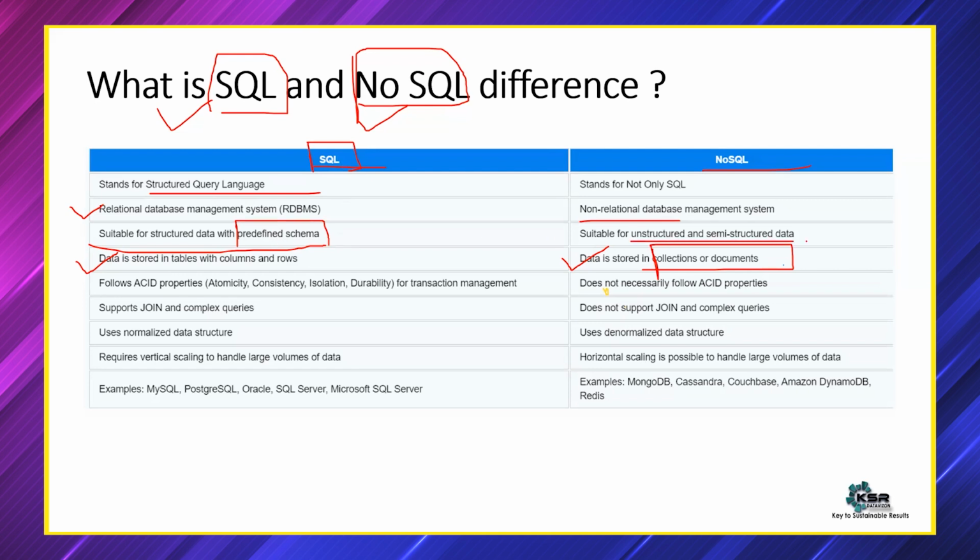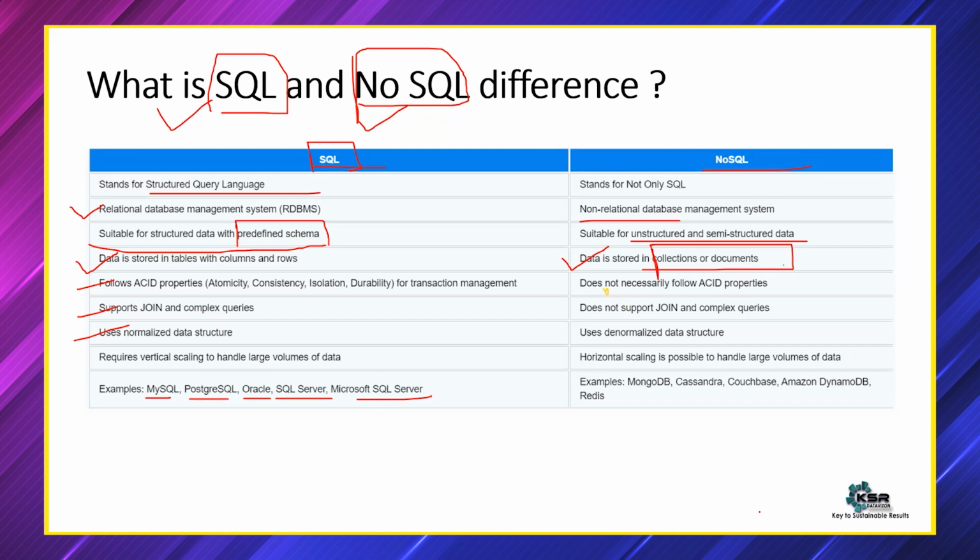NoSQL is usually used for semi-structured or unstructured data. Now, these concepts are high-level: ACID properties, joins, normalized data structure. But the best examples of SQL are anything where SQL is used. MySQL, PostgreSQL, Oracle, Microsoft SQL Server, all these tools are structured query language tools.